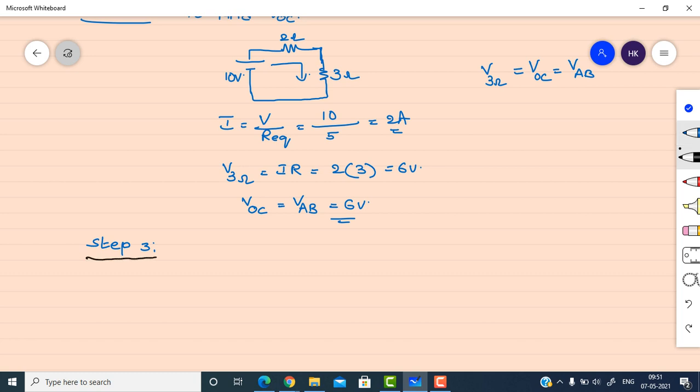We have to find out the equivalent resistance. So equivalent resistance between A and B terminals. And while calculating the equivalent resistance, first you have to short circuit all the voltage sources in the circuit, and if there are any current sources, you have to make it open circuit. Then you have to find out the equivalent resistance between A and B terminals.